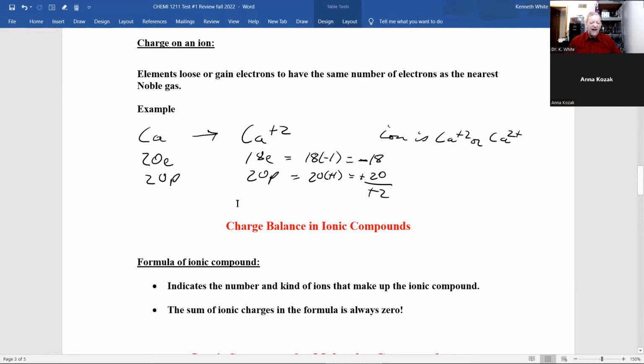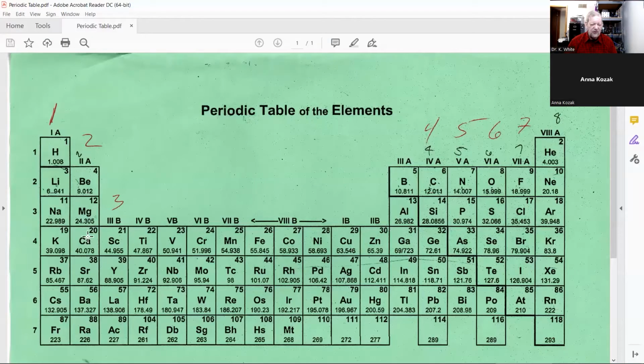And here, elements lose or gain electrons to have the same number of electrons as the nearest noble gas. So if I were to ask you, what ion does calcium form? Well, calcium, you look up on the periodic table, has 20 electrons and 20 protons. Now let's go to the periodic table. Here's calcium at 20. What's the nearest noble gas? Remember, noble gases are the elements in the last column all the way to the right.